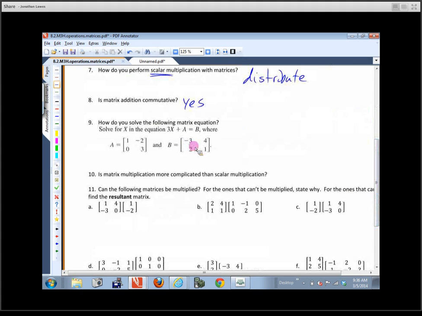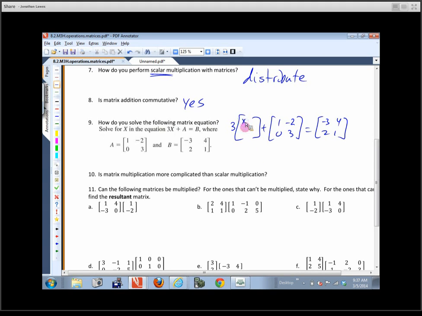Okay, how do you solve the following matrix equation? 3X plus the matrix A equals the matrix B. So first of all, if I do 3 times some matrix and I add it to the matrix A, which is 1, negative 2, 0, 3, and I get this matrix right here, negative 3, 4, 2, 1. If this is a 2 by 2 and that's a 2 by 2, what does the matrix X have to be? It's got to be a 2 by 2, right? They all have to be 2 by 2s if I'm going to be adding and subtracting them together, right?